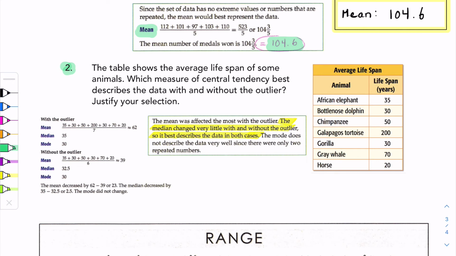So we see that we have the numbers 35, 30, 50, 200, 30, 70, 200, 30, 70, and 20. I see that there's one major outlier, and it's the Galapagos turtle, whose lifespan is 200 years. Everything else is relatively close, but that is definitely one that stands out. So that is called an outlier.